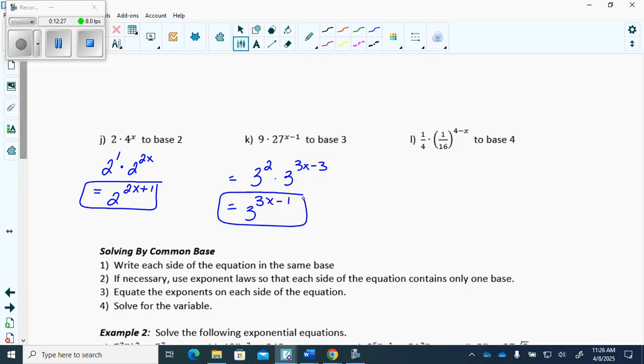And then this one you take base 4, this is a 1, this is a 1, so this would be 4 to the negative 1 times 16 to the negative 1 to the 4x minus 4. So this would be 4 to the negative 1, and then 16 would change to 4 to the negative 2. If you ever want exponents to pop up, you just make it to the negative. And then 4x minus 4. So we get 4 to the negative 1 times 4 to the negative 8 plus 2x, which equals 4 to the 2x minus 9.